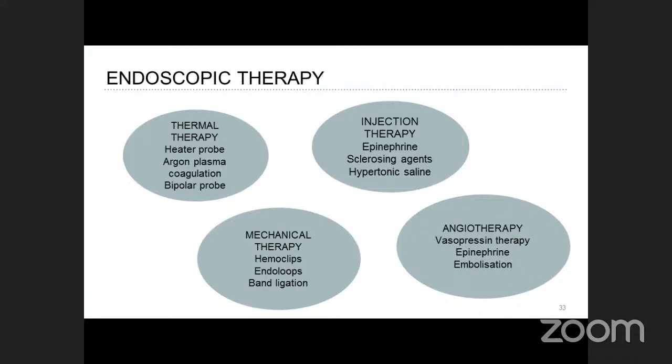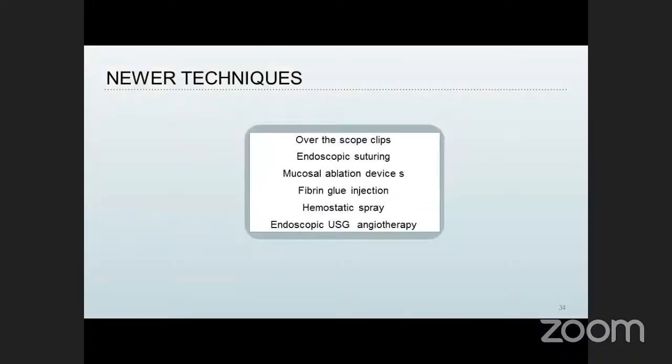So once you identify the site, the therapy to be executed would be either thermal therapy, injection therapy, mechanical therapy, or angiotherapy. For thermal therapy, you can use a heater probe, argon plasma coagulation, or bipolar probe. Injection therapy delivers epinephrine or sclerosing agents or hypertonic saline. Mechanical therapy would employ hemoclips or endoloops or band ligation. Angiotherapy would involve vasopressin or epinephrine, or ultimately embolization.